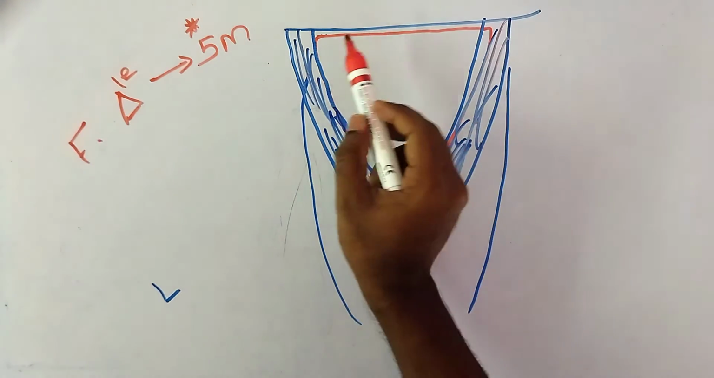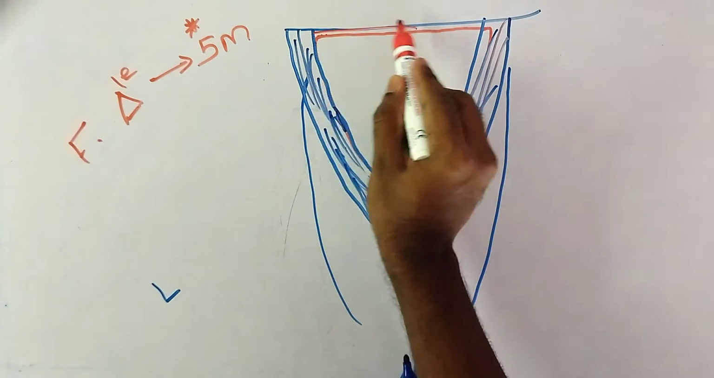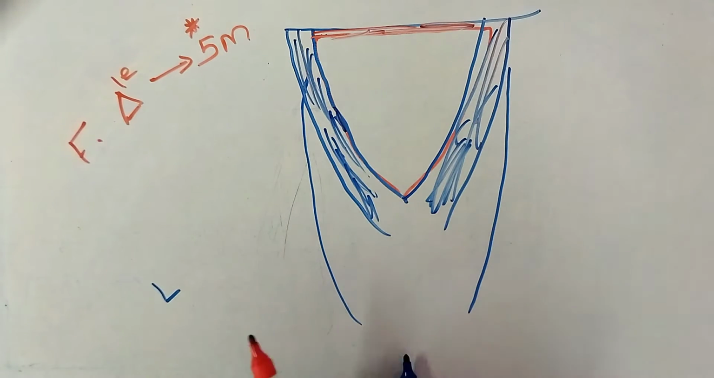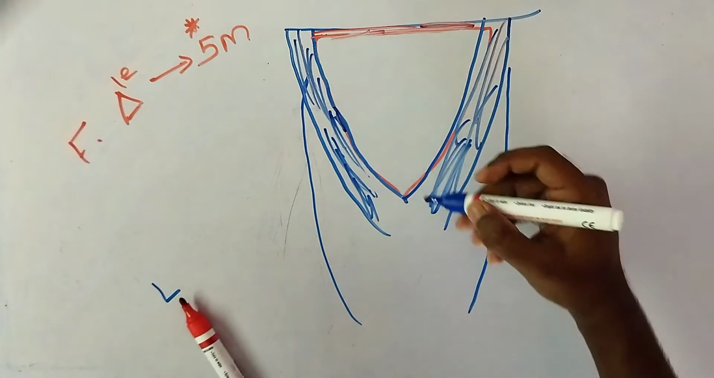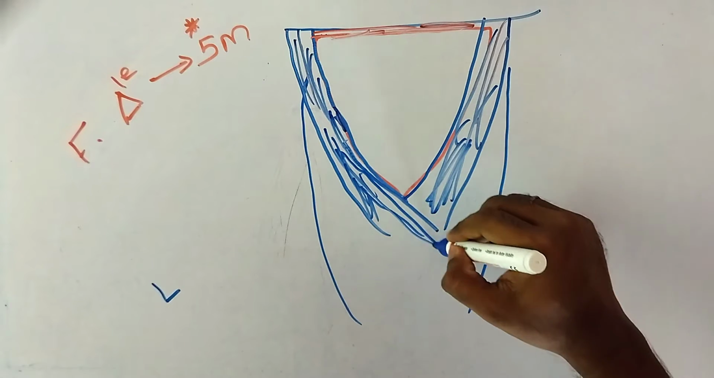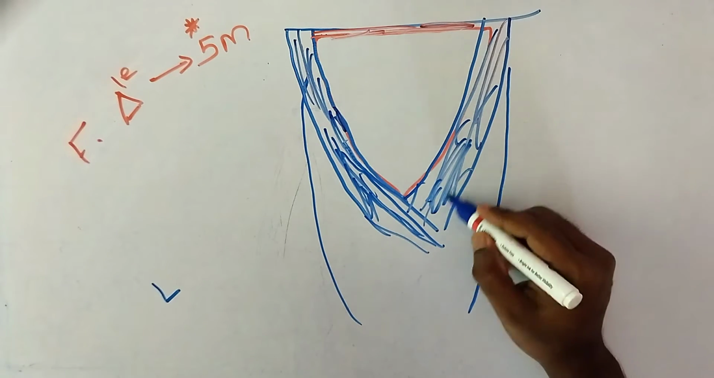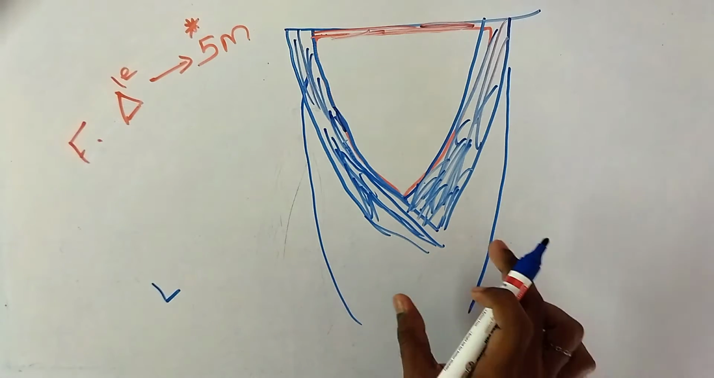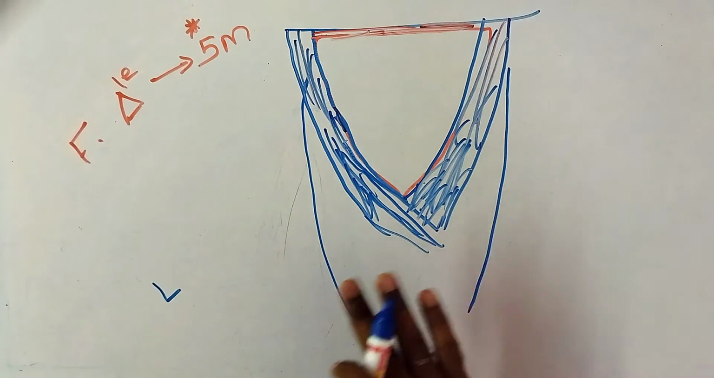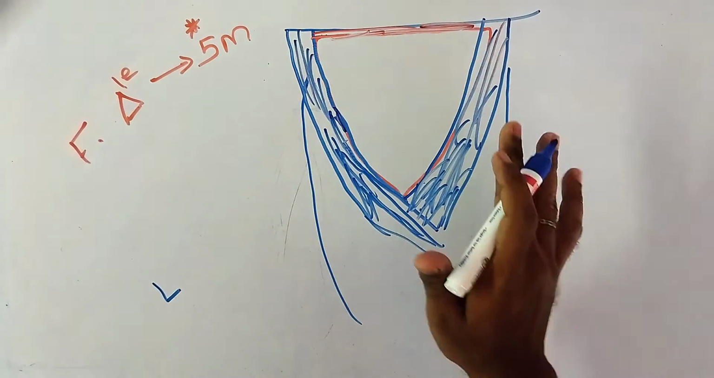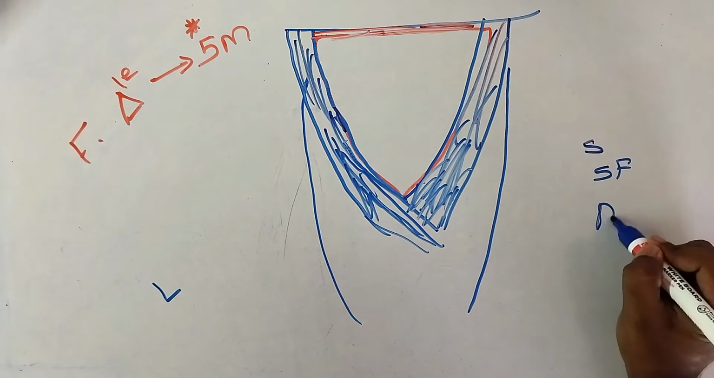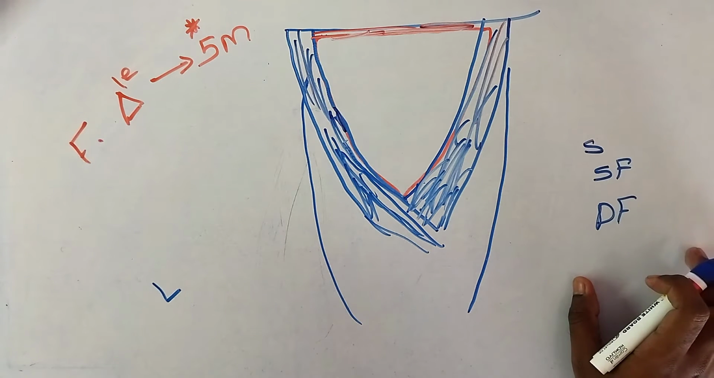Next, this is the base. At the base there is the inguinal ligament, and the apex is formed by the point where the two borders meet. That means the lateral border as well as the medial border meet at the apex. So at the apex, both the sartorius and adductor longus muscles meet. Coming to the roof, at the upper side there is skin, superficial fascia and deep fascia.